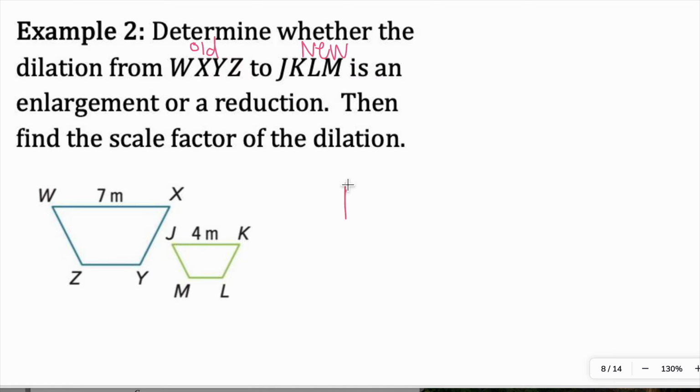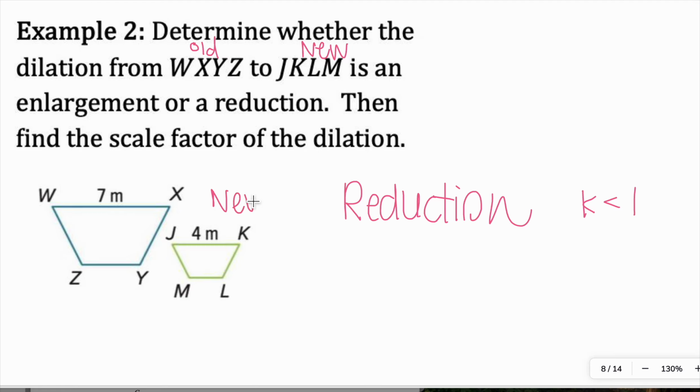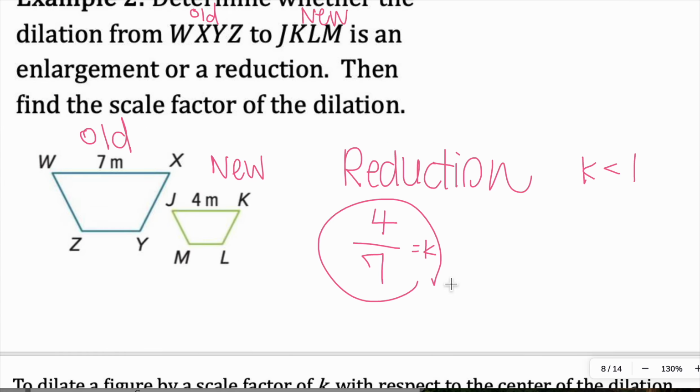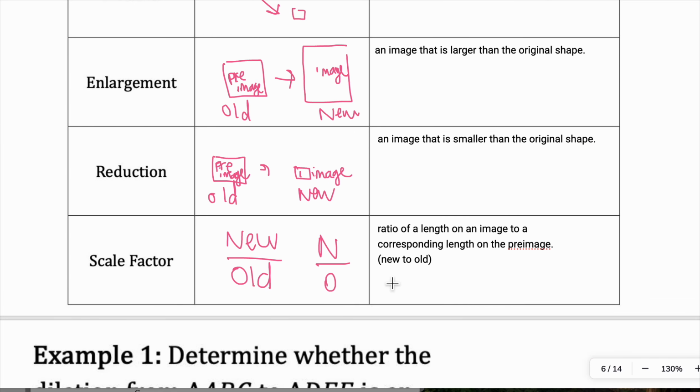We can clearly see that this is still a reduction, so that means my scale factor should be less than 1. So if I'm going from WXYZ to JKLM, I'm going to put new over old. So there's my scale factor. And the scale factor is always represented by the letter K. Forgot to mention that, so I'm going to add this to our chart.